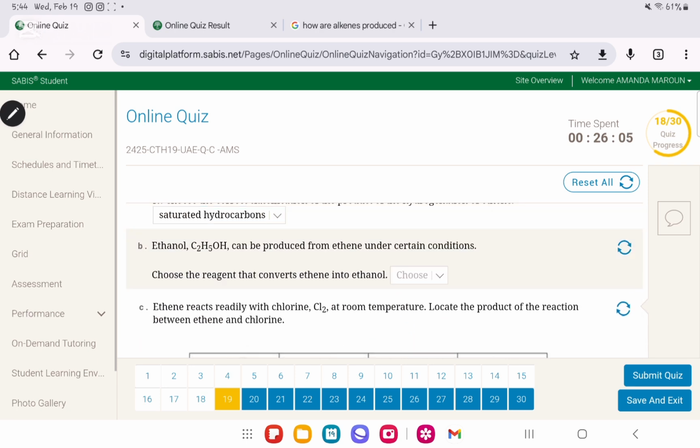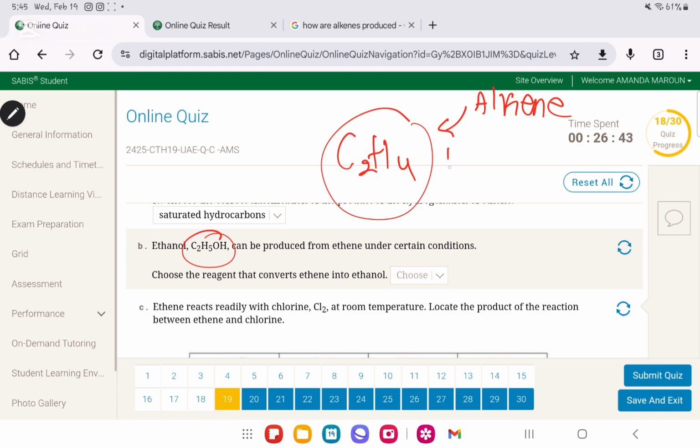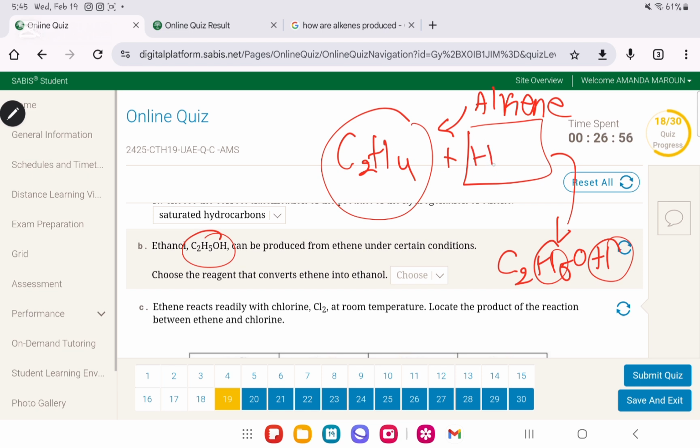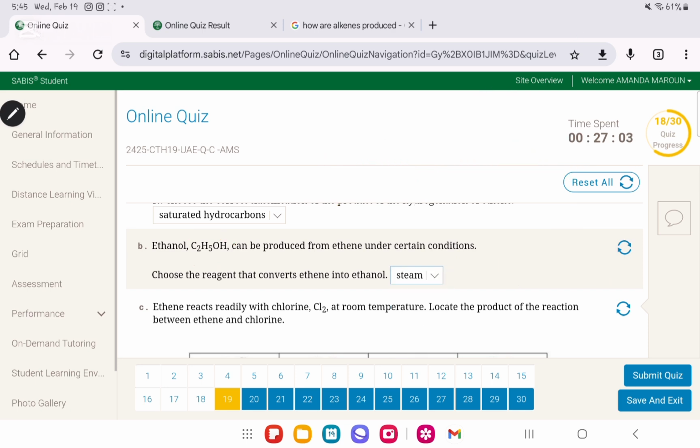Now, ethanol, C2H5OH, can be produced from ethene under certain conditions. Now, the reagent that converts ethene into ethanol is steam, which is H2O. Actually, you can find it like this. So ethene is C2H4. And this is ethanol, which is C2H5OH. And remember, because it's an alkene, it can undergo addition. So whatever you have, plus, let's say we call it a box, is going to give you C2H5OH. So in total, how many H's were added? 2 more H's were added, so H2 and an O. Now H2O, you always have to take it in its gaseous form, so you're going to take it as steam.